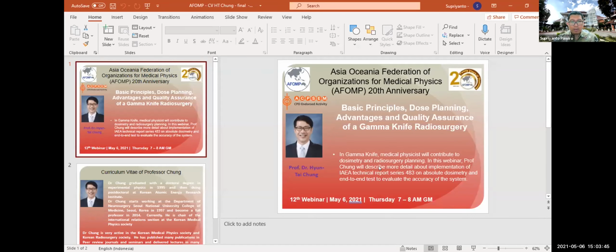As introduced by Dr. Chen, we have the 12th AFOMP webinar today, titled Basic Principle, Dose Planning, Advantage, and Quality Assurance of Gamma Knife Radiosurgery. In Gamma Knife, medical physics is involved in radiotherapy, dosimetry, and planning. In this webinar, Professor Chung will describe in more detail the implementation of the IAEA Technical Report Series 483 on absolute dosimetry, and also talk about the end-to-end test to evaluate the accuracy of the system.